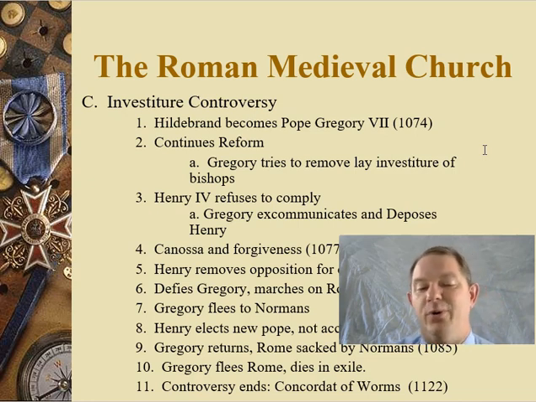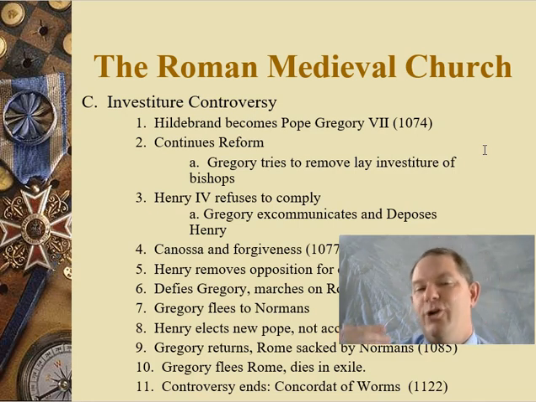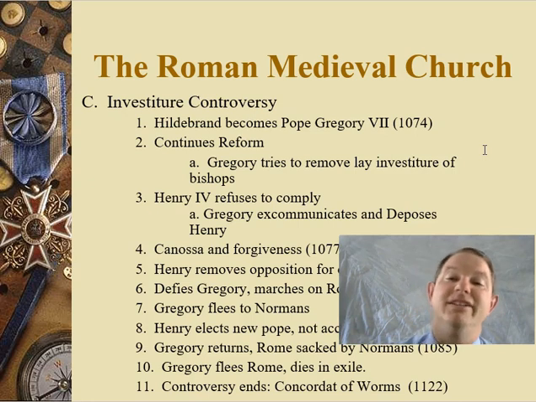The long story short is this. Eventually, Henry attacked Rome. Gregory basically left Rome and hung out with the Normans in southern Italy. And Henry appointed a new pope. But again, if you remember back, he couldn't really do that anymore because of the papal election decree of 1059. And so his new pope, which we call an anti-pope, was never accepted as being the true pope.